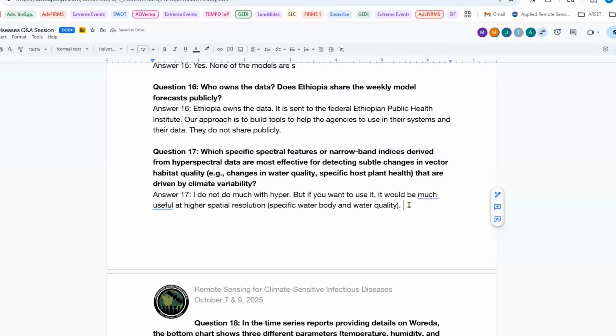So host plant health is mentioned in there. It seems like that would be a really good example if you were looking at a crop pest, for example, where there might be a shift in vegetation conditions that would then make it much more susceptible to a pest outbreak. That would be one good example.